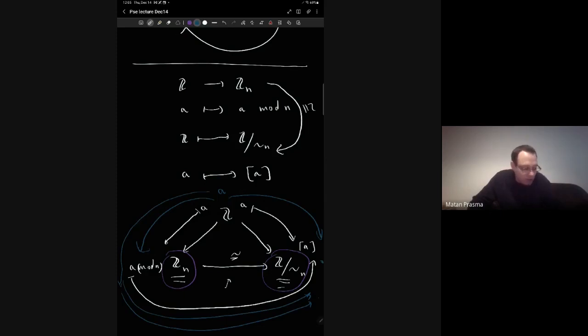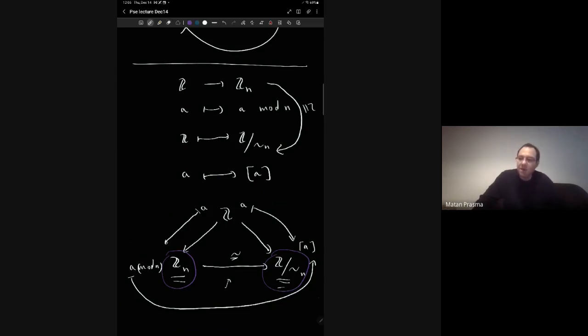But I don't want to drag you into this hole too much. All I'm saying is that under these constructions, it's not only that they are isomorphic, but also the quotients are compatible with the isomorphism.